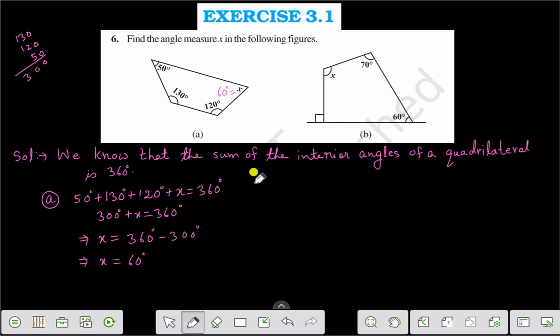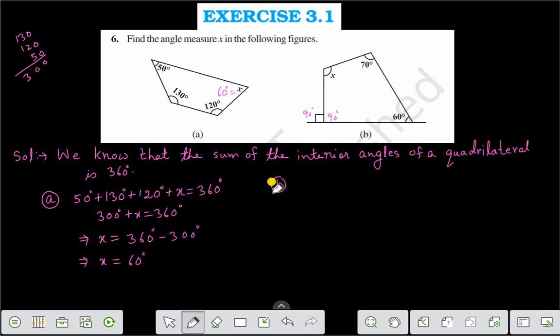Right? Now question number B. Here you see is question number B. This is the figure, this is x, this is 70, this is 60. Here you see this is 90 degrees given, and this is a straight angle. Therefore this angle will also be 90 degrees. You have to find the value of x.